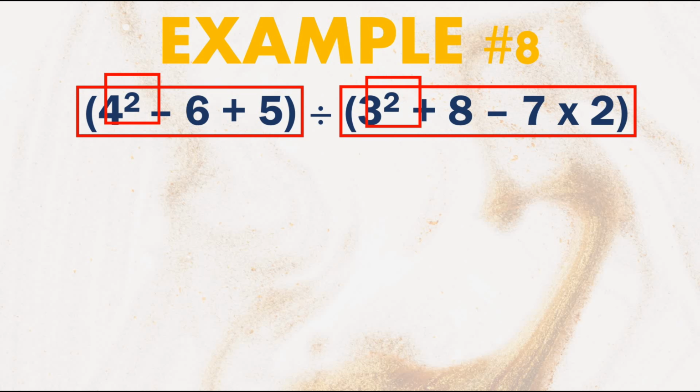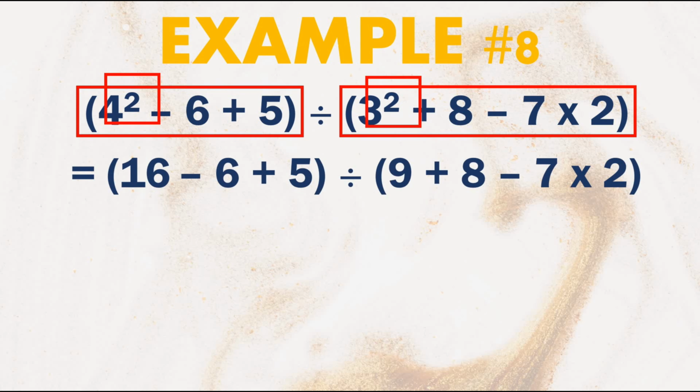So because all the units are inside the parentheses, then we have to work out these units inside the parentheses. So we start with the exponent, okay? So 4 squared is 4 times 4 or 16, and 3 squared is 3 times 3, and that's 9, okay? So we have quantity 16 minus 6 plus 5, quantity divided by quantity 9 plus 8 minus 7 times 2. So in this case, we'll do multiplication. So we cannot divide first because we need to work out the numbers inside the parentheses, okay?